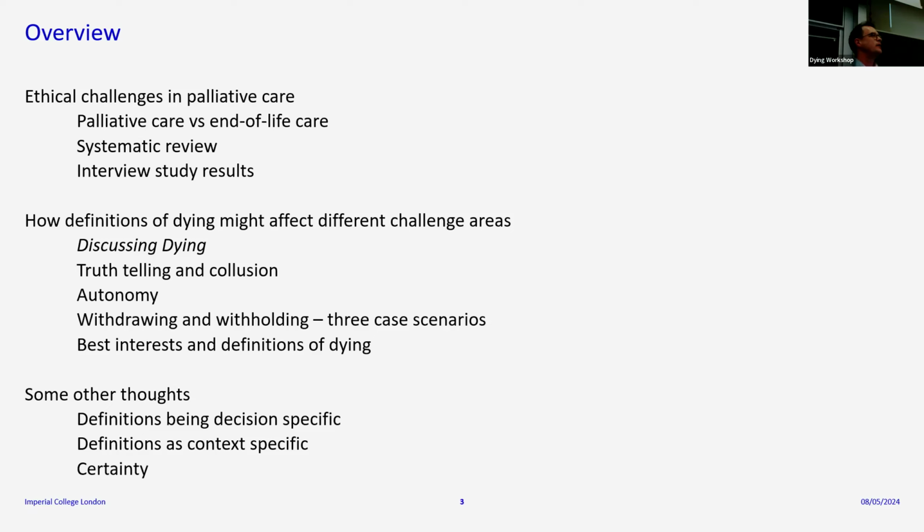So the previous philosophy student in me is going to make sure I define my terms. I'm going to set out what I understand about ethical challenges and where I've got this list from, and then look at some of them in this list and where definitions of dying might impact. And then a couple of unasked for extra thoughts around definitions of dying just at the end.